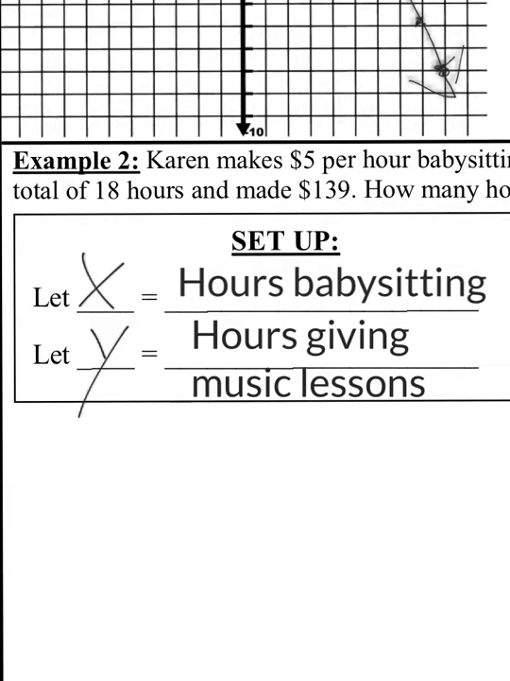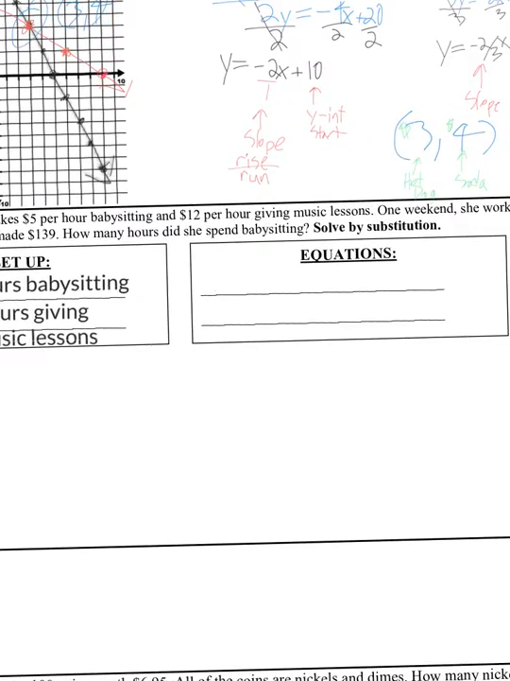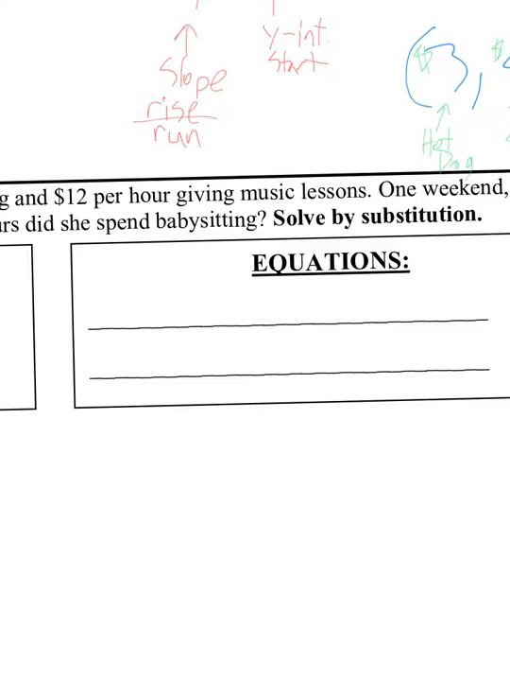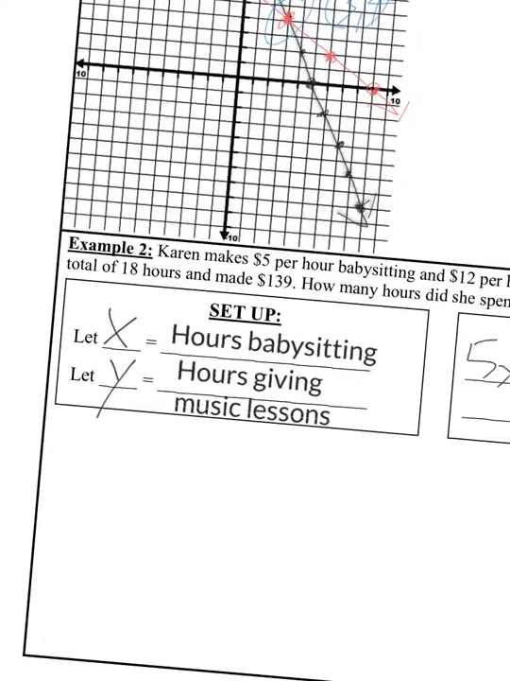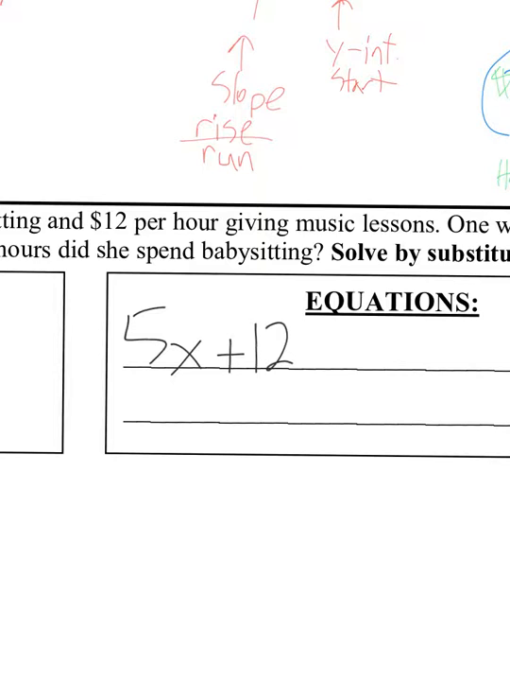Let's go ahead and write our 2 equations. So Karen makes $5 per hour babysitting and $12 an hour giving music lessons. So one equation will say 5x plus 12y. If you have multiple dollar amounts, look for the rates, the dollar rate, and then look for the total. How much did she make? She made $139. So 5x plus 12y equals 139. So they all have the dollar sign in common, and if you have 3 numbers with dollar signs, they're generally going to go on the same line.